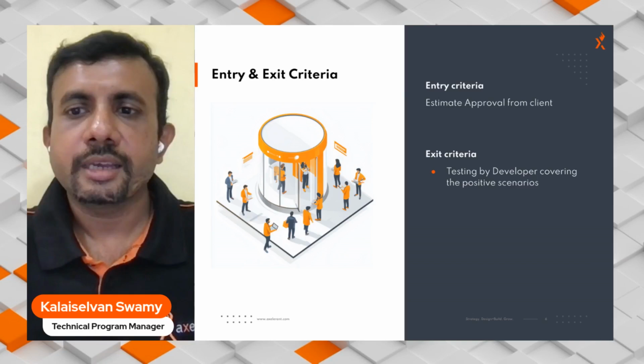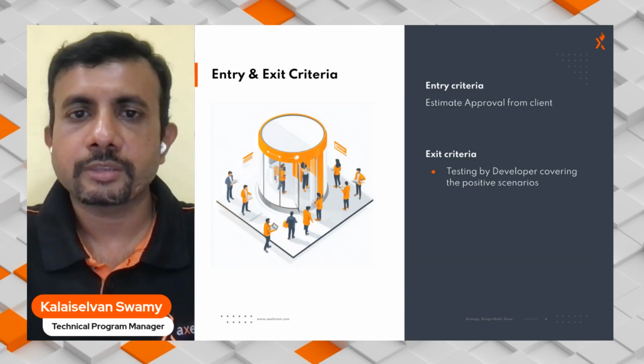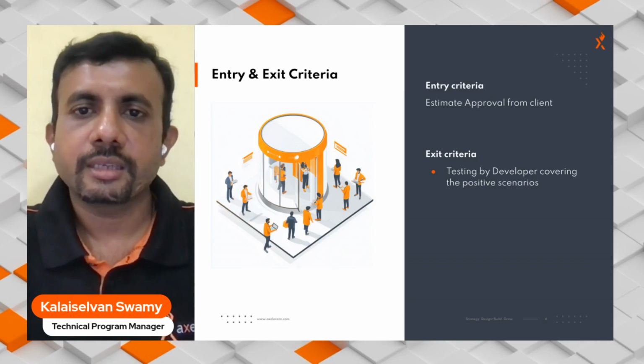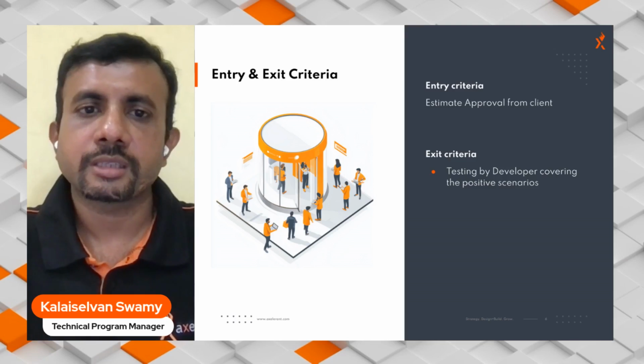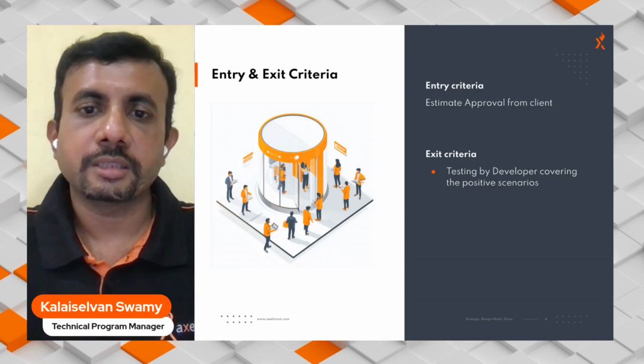So, what are the entry and exit criteria for this phase? The entry criteria is estimate approval from the client, like we saw in the previous phases, and the exit criteria is the testing done by the developer for the positive scenarios, like we discussed in the last slide. So it's pretty simple for this phase. We know what the entry and the exit criteria are.